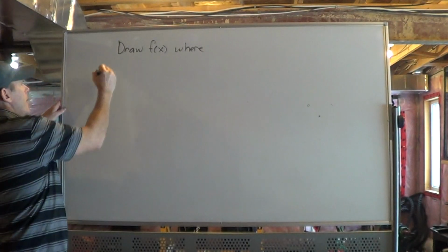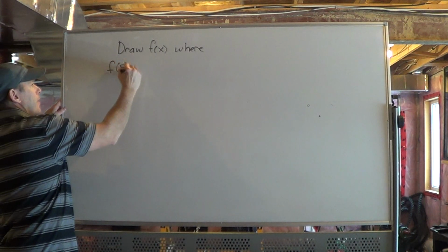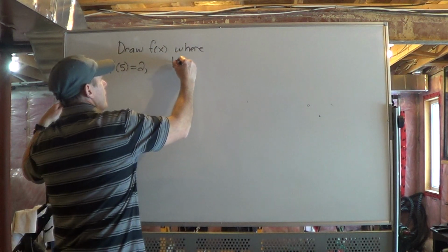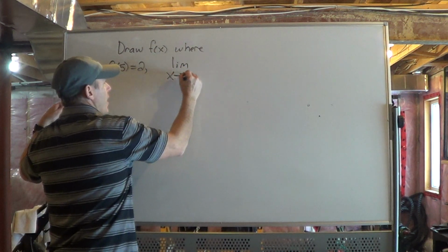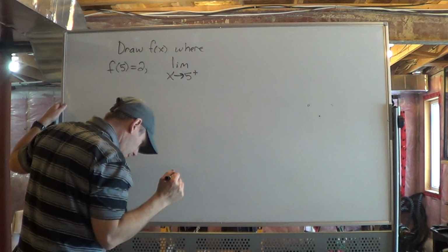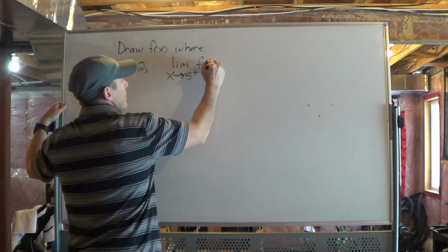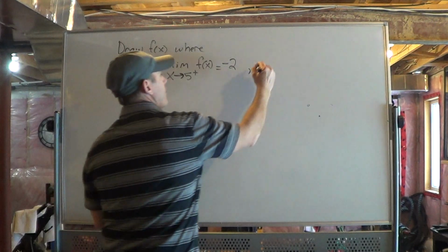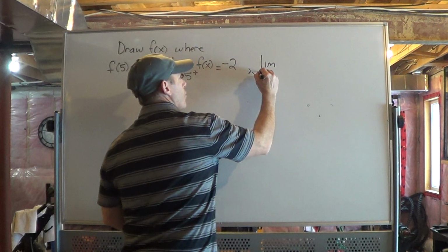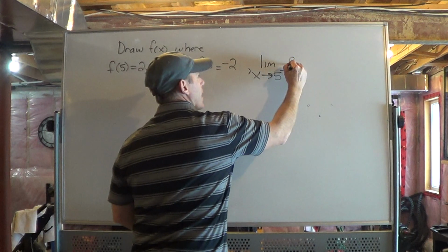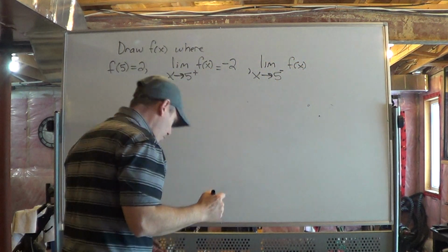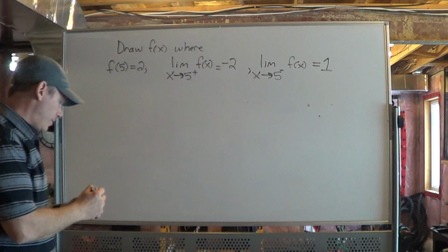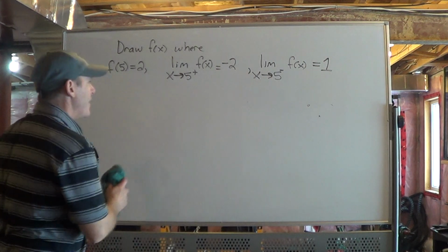We have f of 5 is equal to 2. That's the first stipulation. We have the limit as x approaches 5 from the right hand side, f of x is equal to negative 2. And then our final property here is that the limit of this function as x approaches 5 from the left hand side equals 1. Alright, so there we go. So there's our conditions.